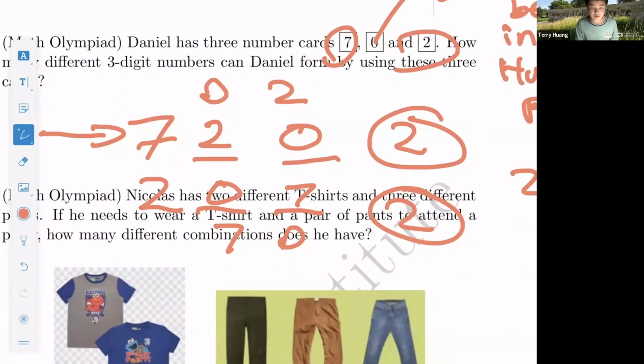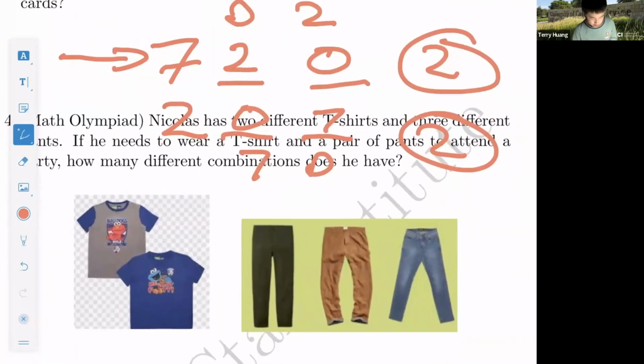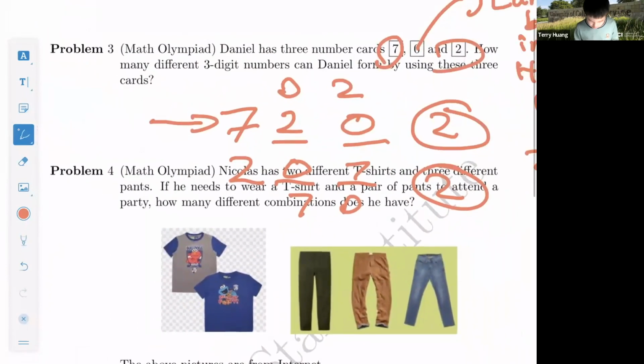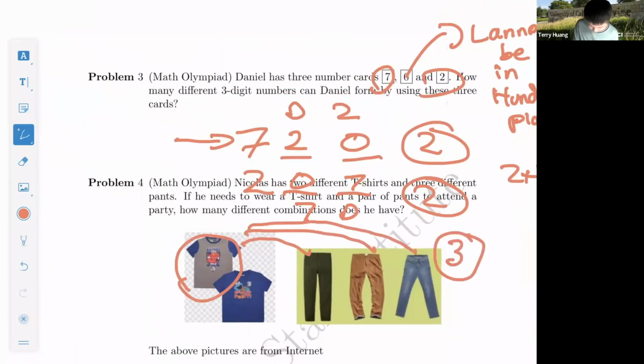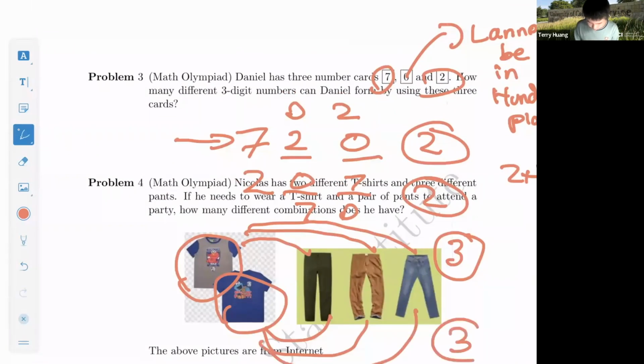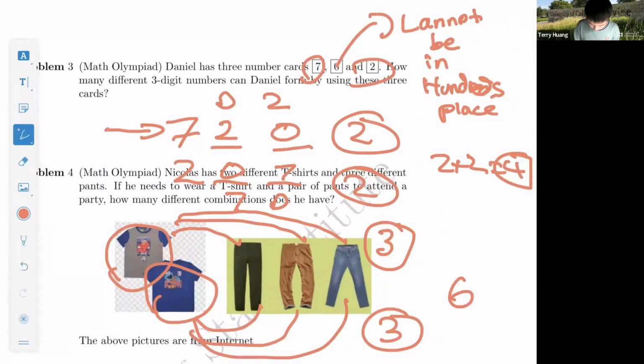Nicholas has 2 different t-shirts and 3 different pants. If he needs to wear a t-shirt and a pair of pants to attend a party, how many different combinations does he have? So first of all, if we just look at this one t-shirt, we can see that there are only 3 different combinations. So that would be 3 combinations. If we look at this second t-shirt, we can see that there are also only 3 combinations. So in total, there are 6 combinations of outfits he could wear to the party.